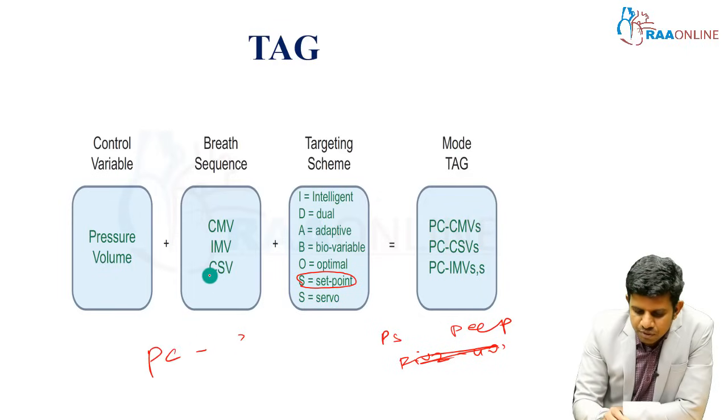It is a continuous spontaneous ventilation. So the breath sequence is CSV. My set point is the pressure I am setting here. So commonly we will call it PC-CSV.